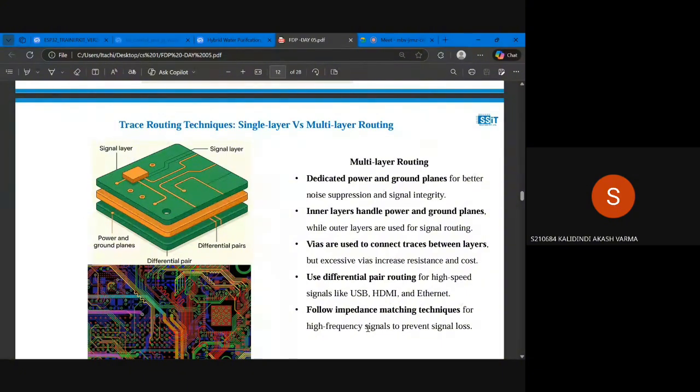Let me explain the last one, follow impedance matching techniques. High frequency signals are there, like digital signals are high frequency signals. The transition is very, very fast. So while dealing with digital signals, we should take care to prevent signal loss, so that we try to maintain signal impedance. The track length should be as short as possible, to maintain the impedance.